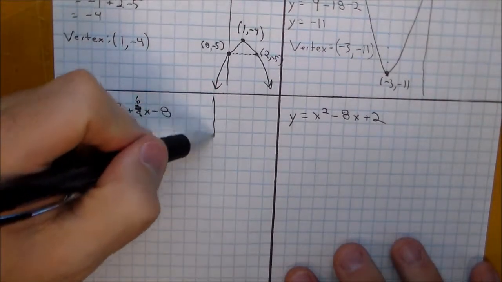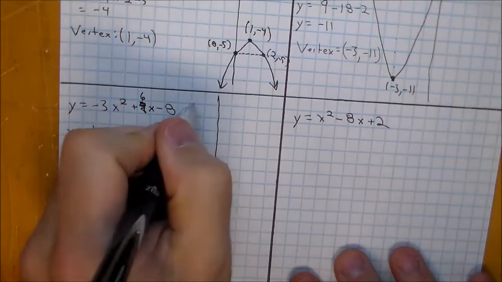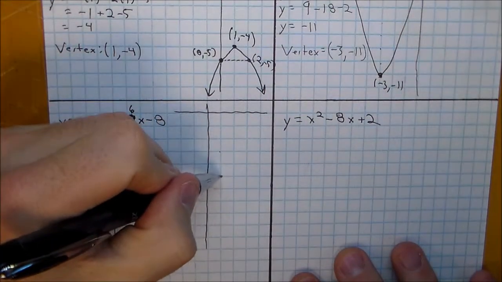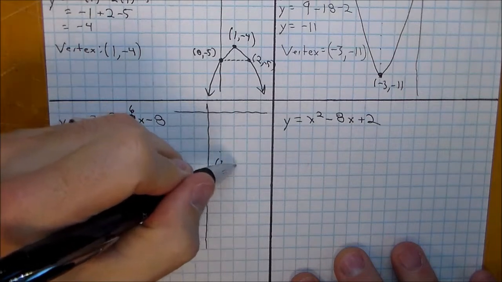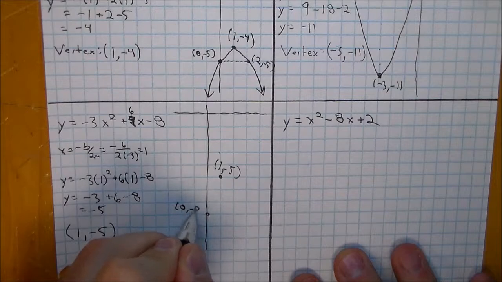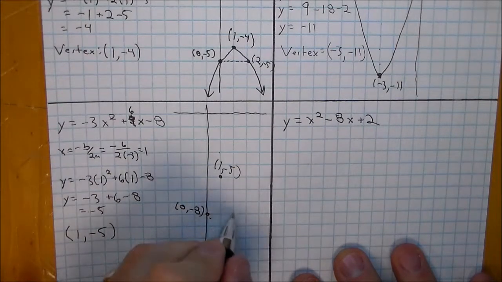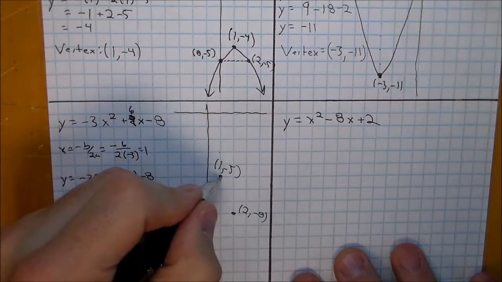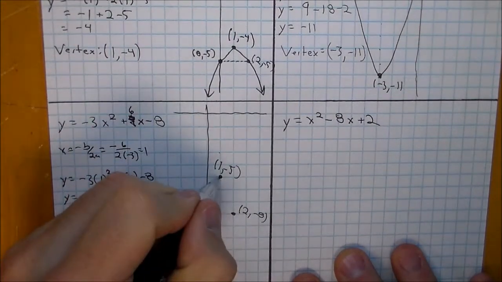This parabola will be opening down. So we go over 1, down 5. It hits at negative 8, so that's 0, negative 8. Now if that's 1 over, we go 1 to the other side, so that's 2, negative 8. And there's our quadratic.